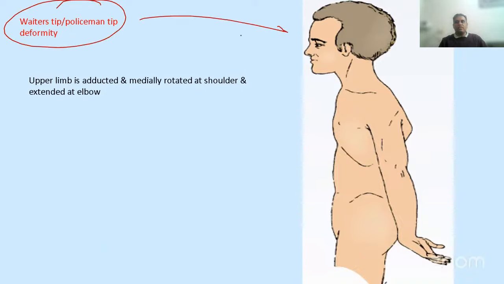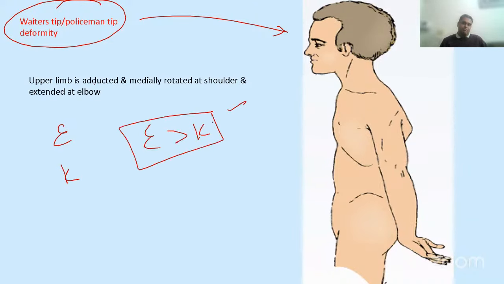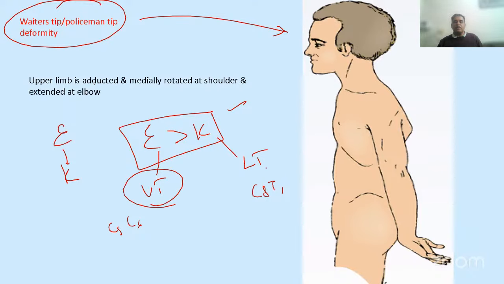These are the sort of images that you have to make in your exams as well. Let me tell you this: out of Erb's and Klumpke's palsy, Erb's palsy is much more common than Klumpke's palsy. Klumpke's palsy is for the lower trunk, and Erb's palsy is for the upper trunk. Upper trunk when you say C5, C6, lower trunk when you say C8 and T1. How to remember it, sir? When you study the alphabet, E comes before K: A, B, C, D, E, F, G, H, I, J, K. So E, the upper trunk, comes before K, the lower. So you can remember by this.